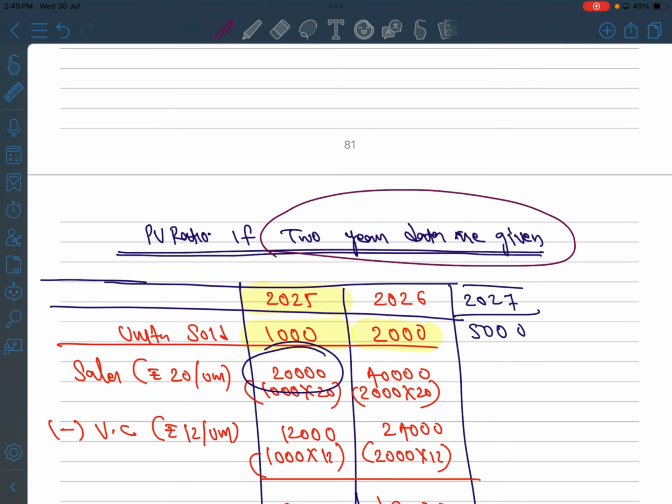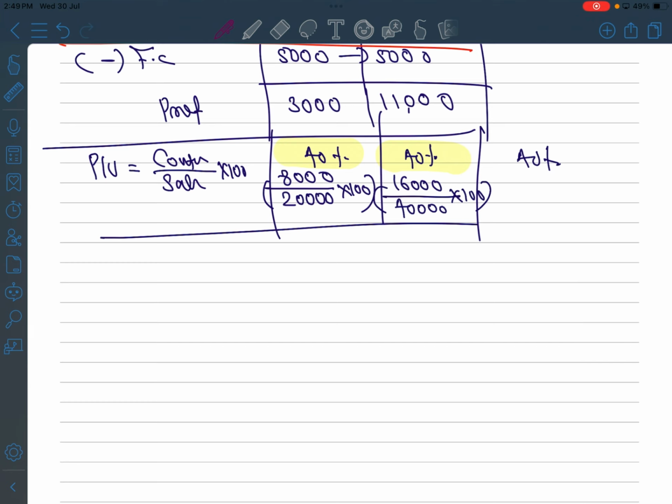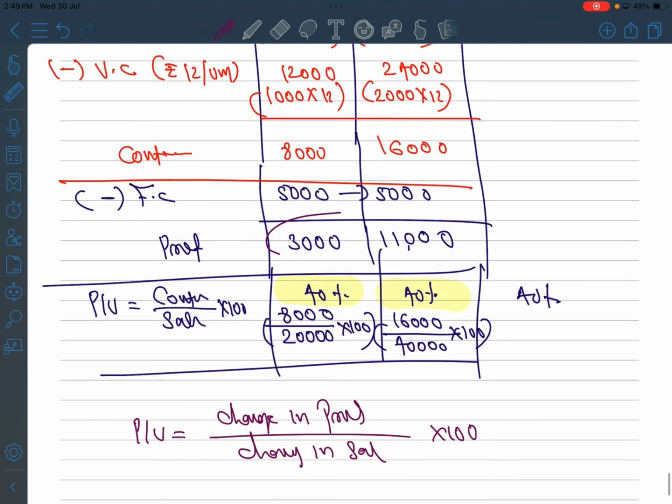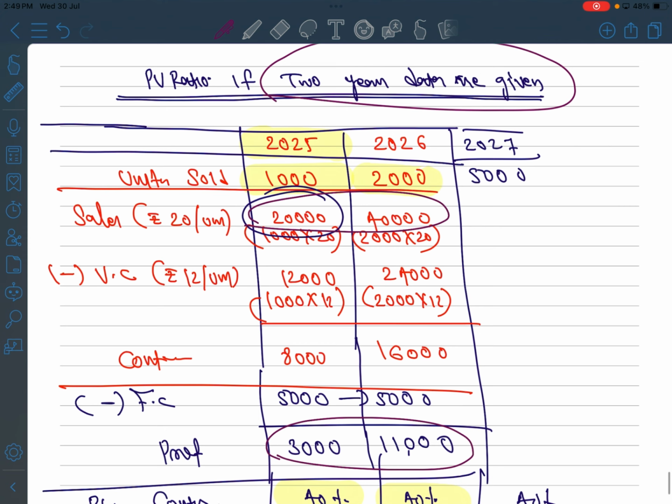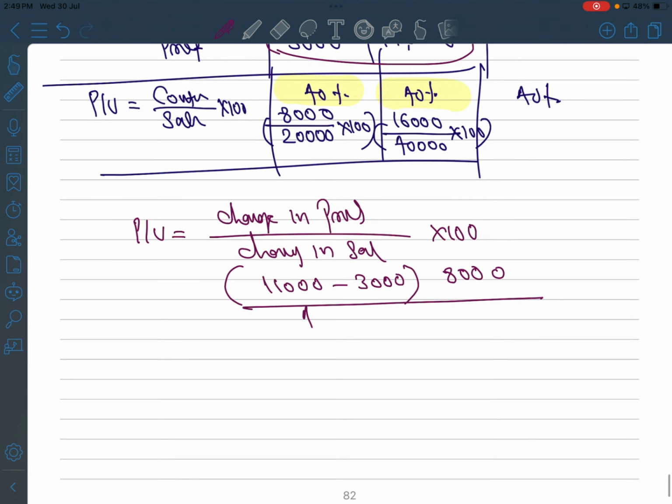If 2-year information is given, we have another equation. What is the equation? PV ratio is equal to change in profit divided by change in sales into 100. What is the change in profit here? 3,000 to 11,000. So 11,000 minus 3,000 is how much? 8,000, divided by change in sales, 40,000 minus 20,000, which is 20,000.